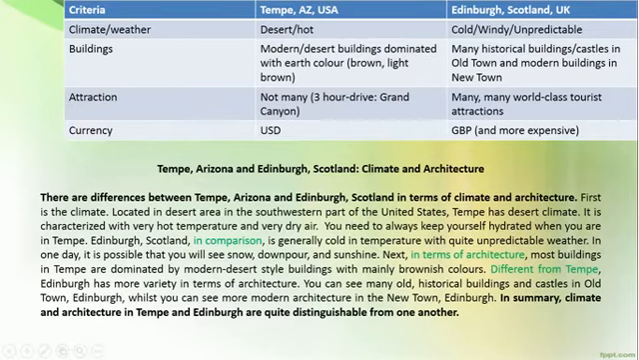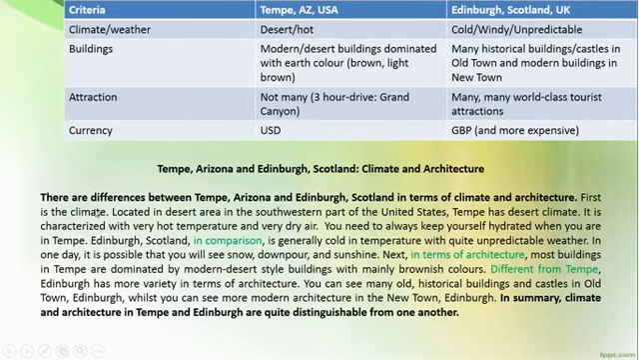We have here the table and then we have the paragraph. In the paragraph, I just included 2 of the top criteria here, climate or weather and buildings. I will read the paragraph, then I'll explain later. The title: Tempe, Arizona and Edinburgh, Scotland, Climate and Architecture. There are differences between Tempe, Arizona and Edinburgh, Scotland in terms of climate and architecture.